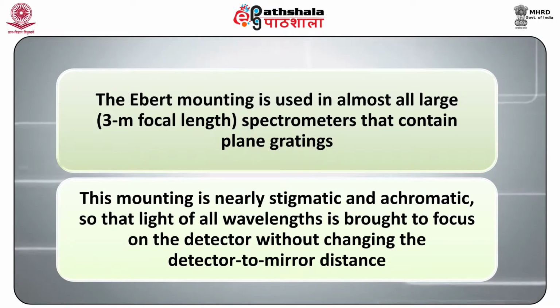The Ebert mounting is used in almost all large 3 m focal length spectrometers that contain plane gratings. This mounting is nearly stigmatic and achromatic, so that the light of all wavelengths is brought to focus on the detector without changing the detector to mirror distance.